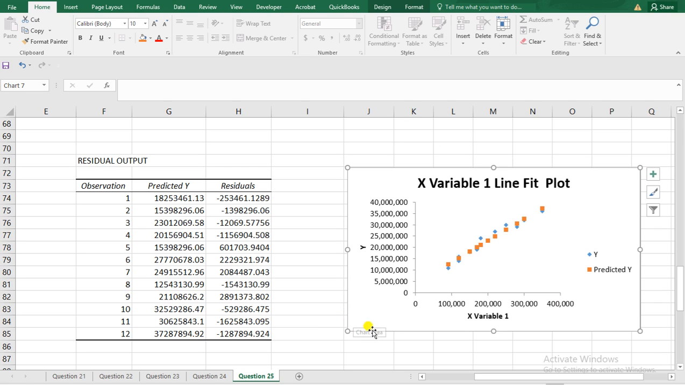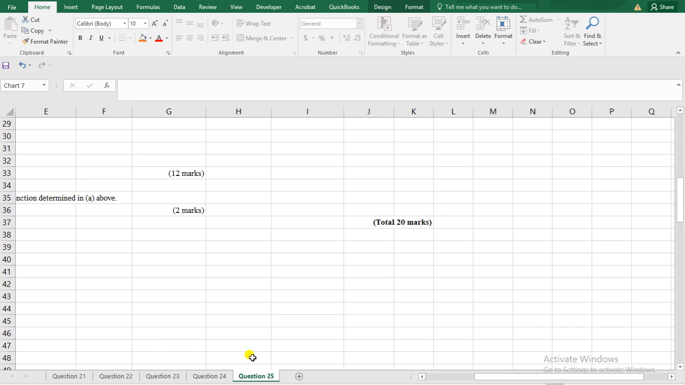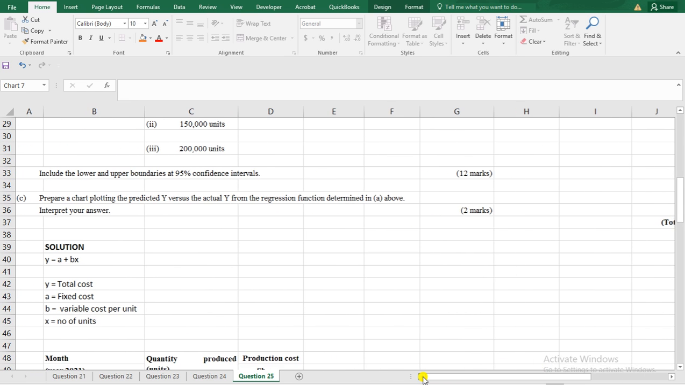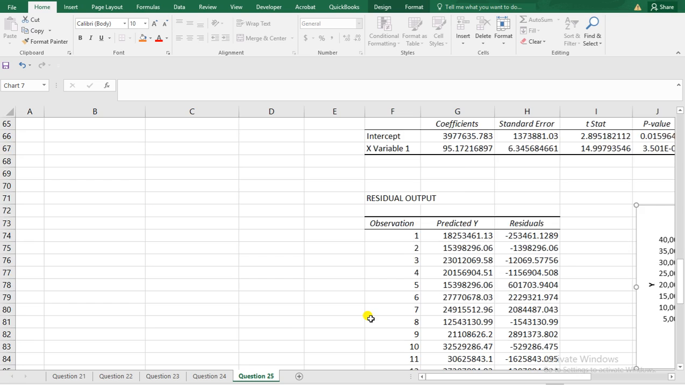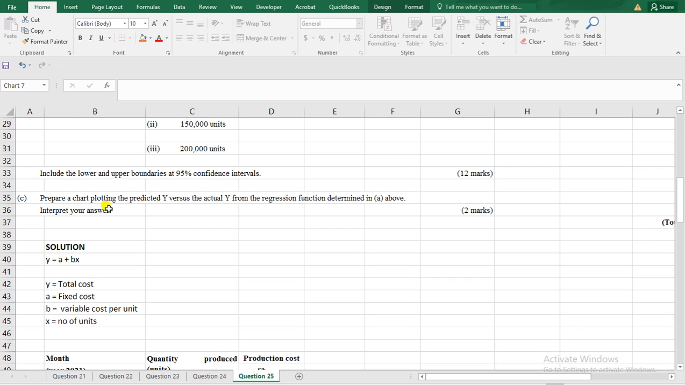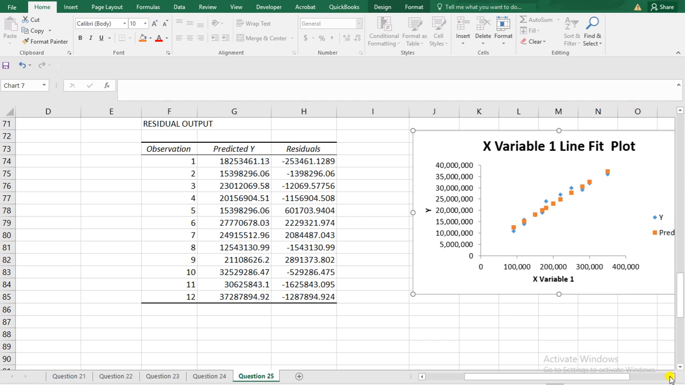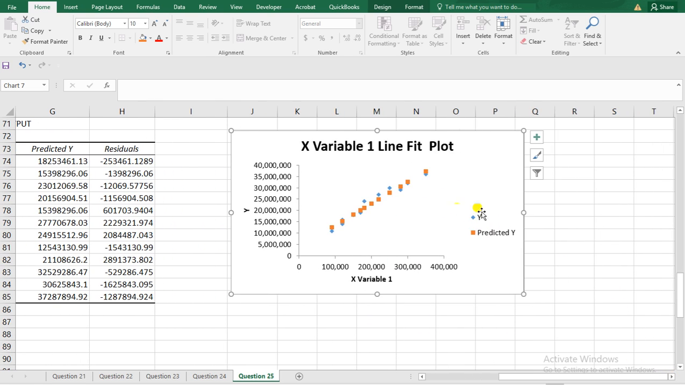where in this case, maybe if I was to talk on part C of the question, where we are asked to prepare the chart plotting the predicted y versus the actual y from the regression function determined above. These are now our plotting in terms of our y, which is actual y, and the orange, this is predicted y, and we are done with that bit.